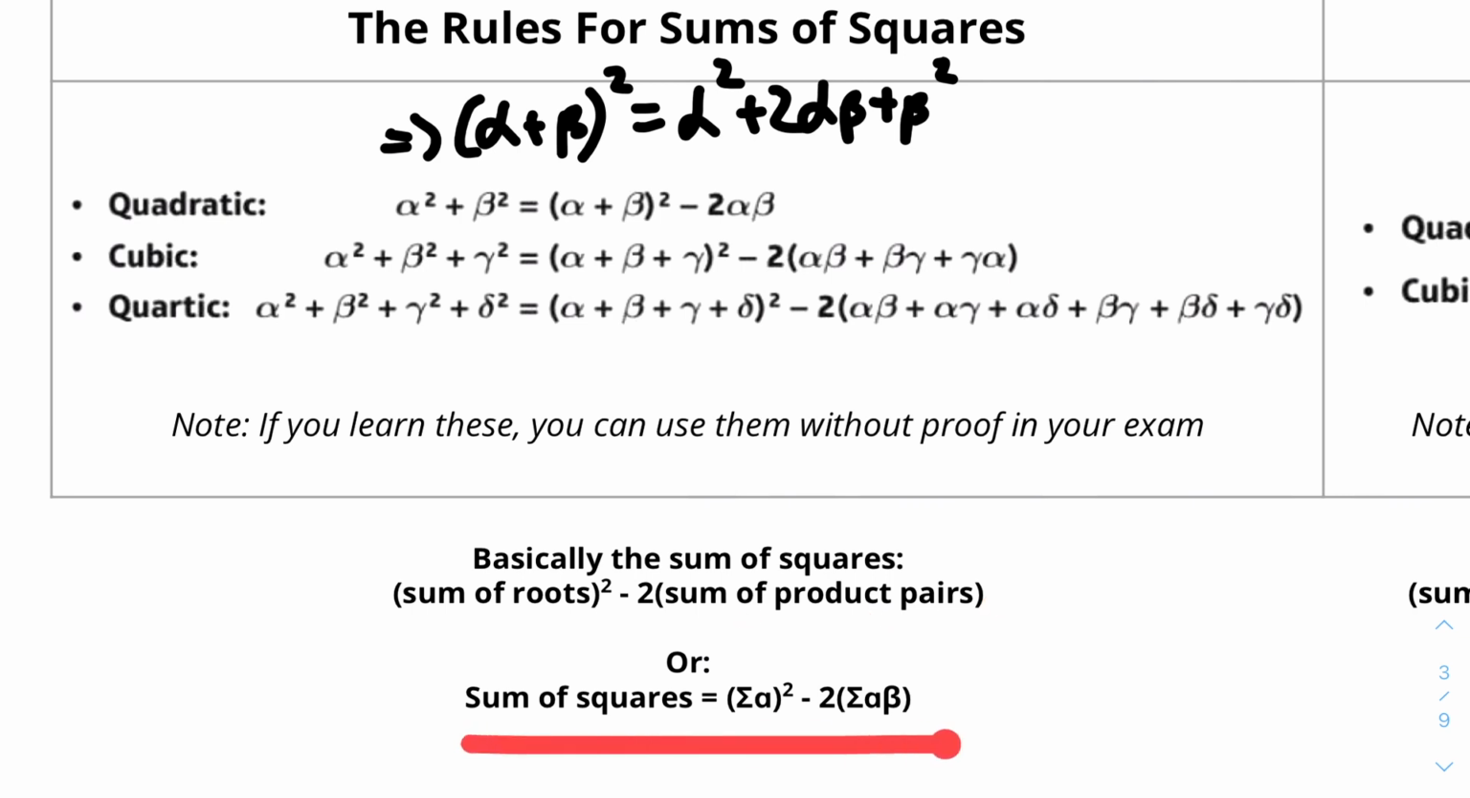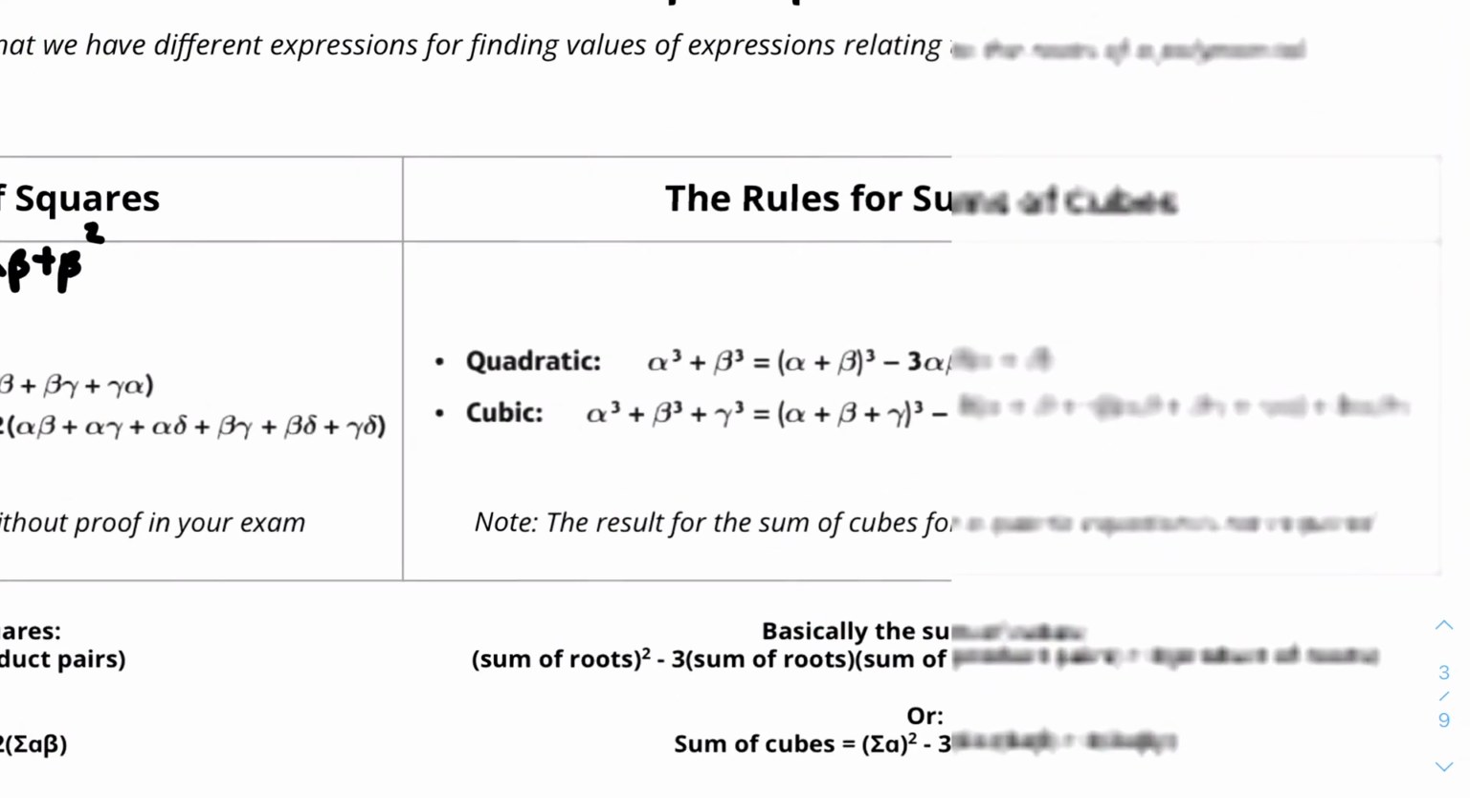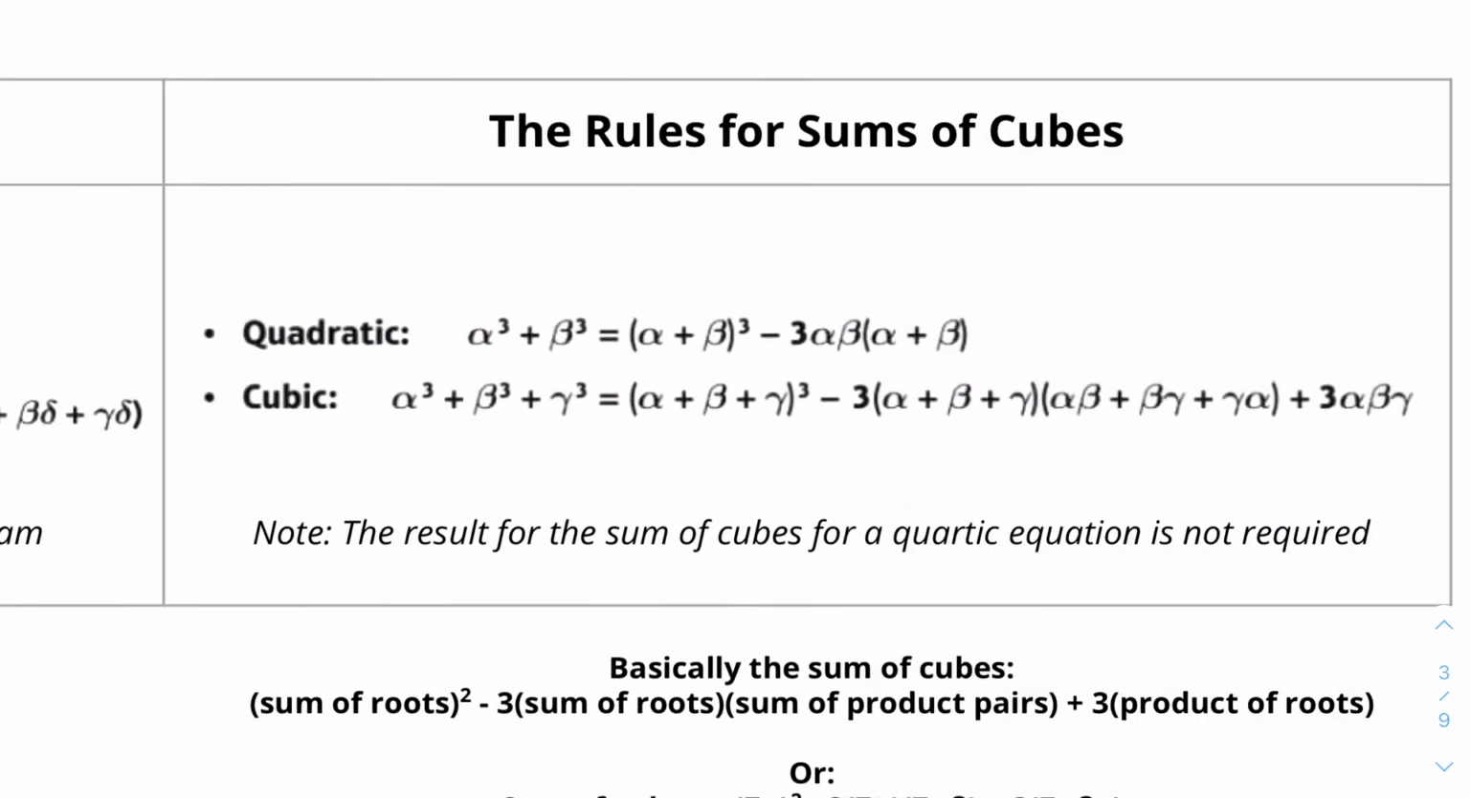Or as we see here, the sum of squares is equal to the sum of alpha, the whole thing squared, minus 2 times the sum of alpha beta, or the product pairs, and the sum of roots. And for the sums of cubes, it's a little more complicated. And note that the result for the sum of cubes for a quartic equation is not required because it'll be way too complicated and it's not in our spec or specification.